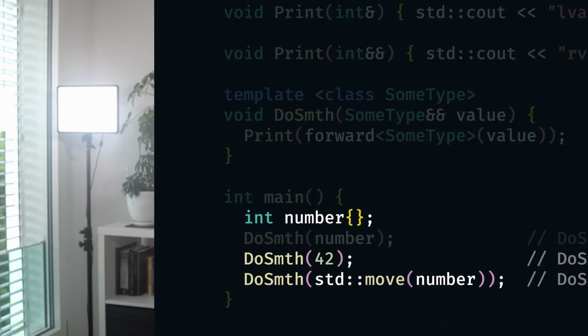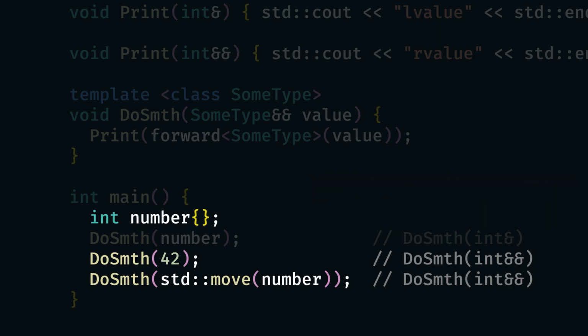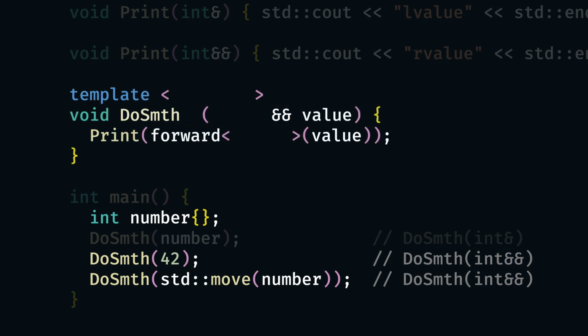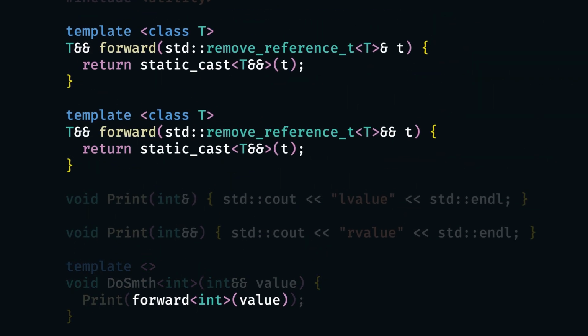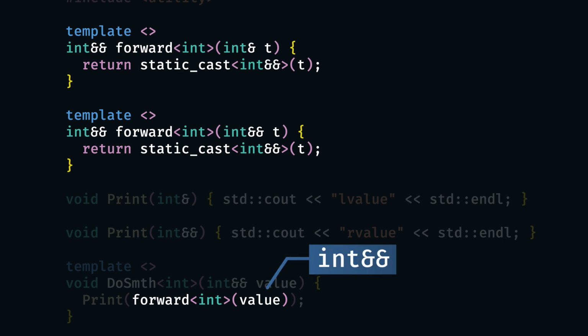Now let's do the same exercise for the situation when we pass an rvalue into doSomething function. We can see that the code prints rvalue for both situations when we pass a temporary and when we std::move from an lvalue. The compiler needs to make sure that SomeType double ampersand matches the input type, so it trivially deduces SomeType to be int, which leaves value to have type int double ampersand. Now when we call forward int value, the T type in our forward function will be int. The remove reference T int will collapse to a simple int type, and considering that value has type int double ampersand, we might expect that a second overload would be called. But in reality, the first overload will be picked.